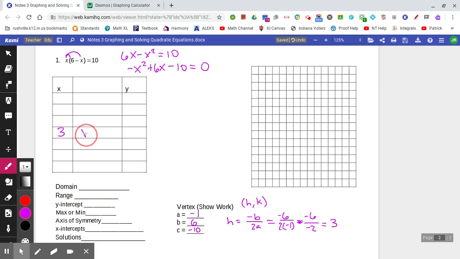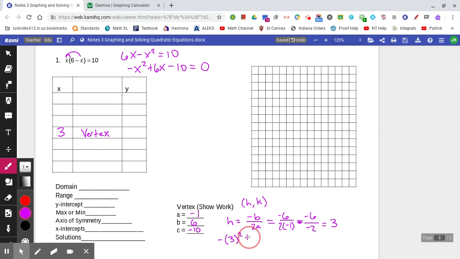My vertex is going to be the center of my graph. So when I go to make my table of values, I am going to put the 3 as my center. I'm going to put my vertex as the center of my parabola. To figure out what the k value is, I know what my x value is, so I plug it in and I get whatever my k is. So this will be negative, I replace my x with 3.